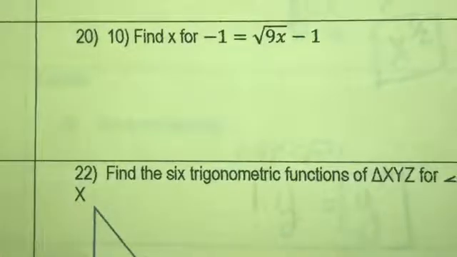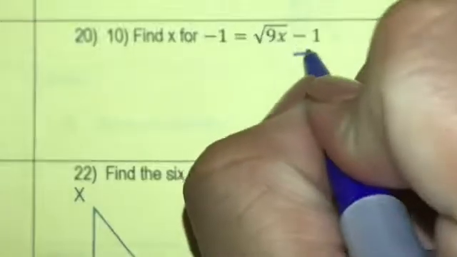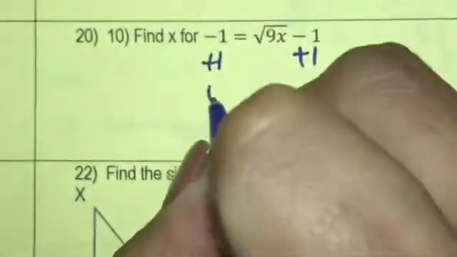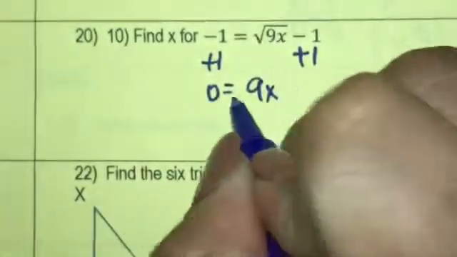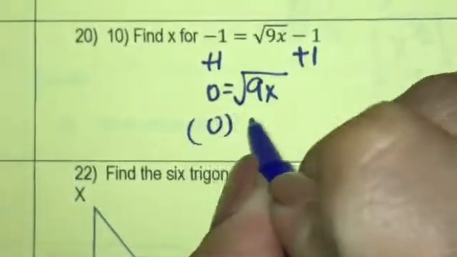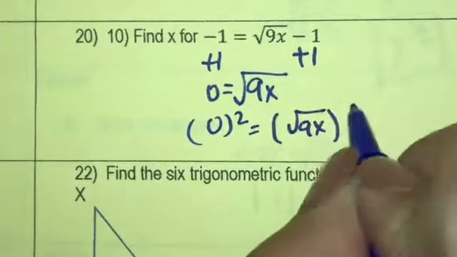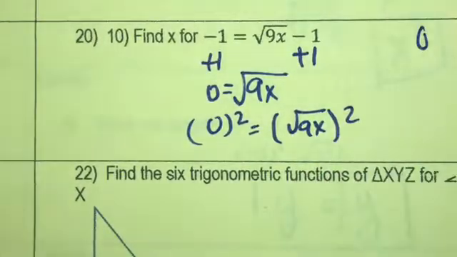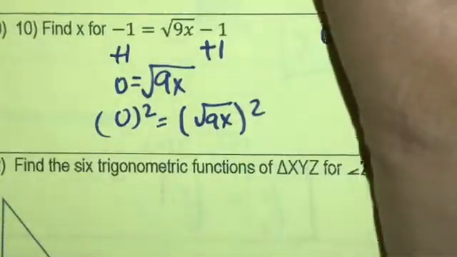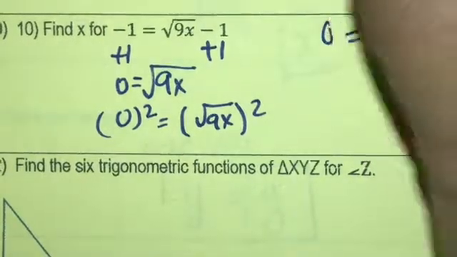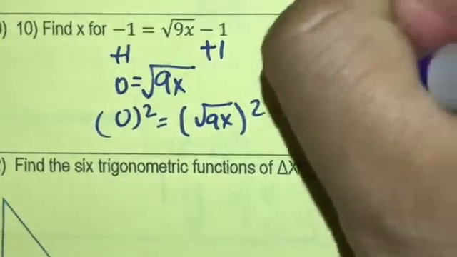Number 20. You're going to solve for x here. Plus 1 plus 1. 0 equals 9x. Square both sides. This is a little extra, but just so you can see. 0 equals 9x, divide by 9, x equals 0.